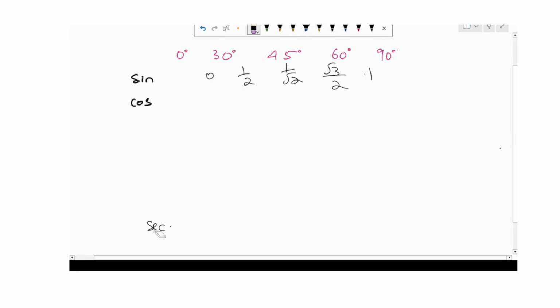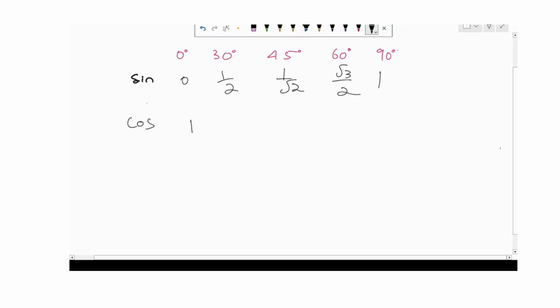So let me write it. Zero, 1 by root 2, root 3 by 2, 1. Cos 0 is reverse order: 1. Next you get root 3 by 2, 1 by root 2, half and 0. This is cos.